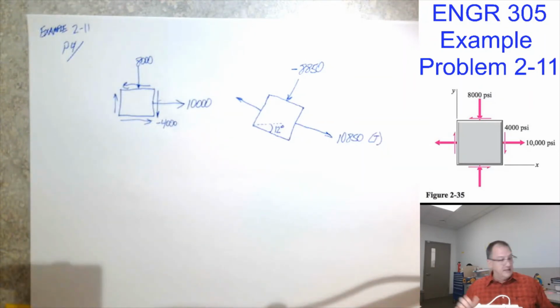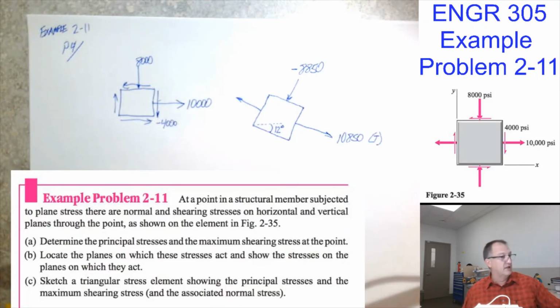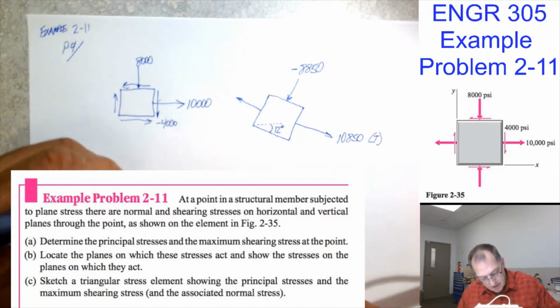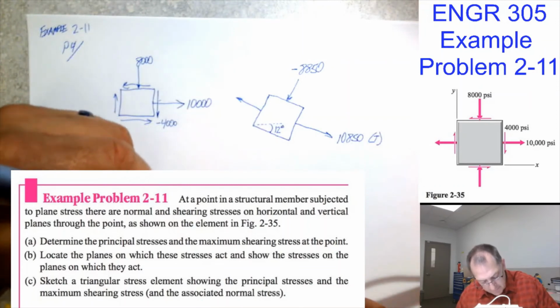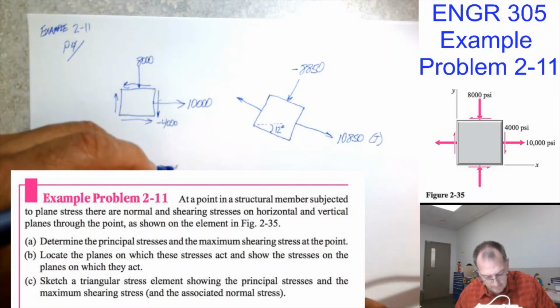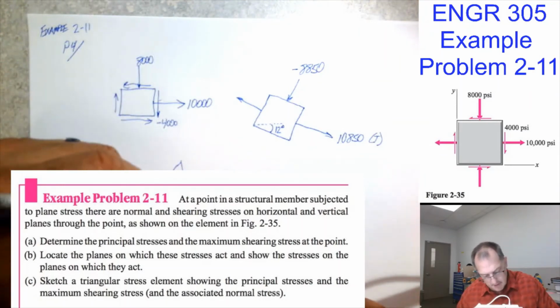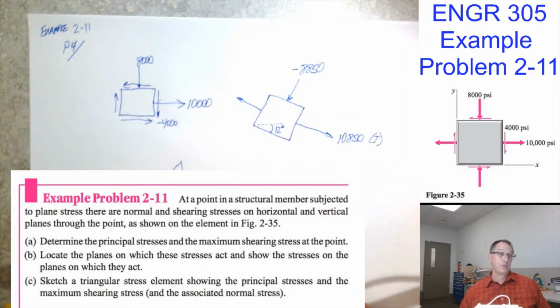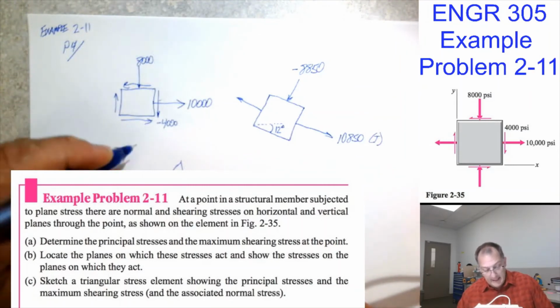So now the next problem we had to solve is to locate the planes and show the stresses on the planes in which they act, but then sketch a triangular element showing the principal stresses and the maximum shearing stress. So they want us to draw this. Got to draw it right. It's supposed to be 12 degrees, but that is clearly not 12 degrees, it's more like 30, but play along.